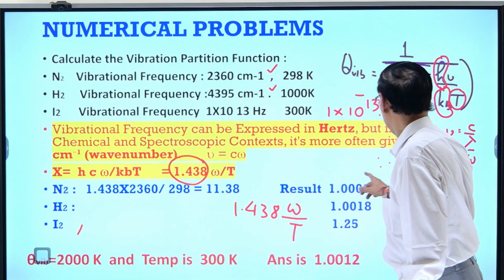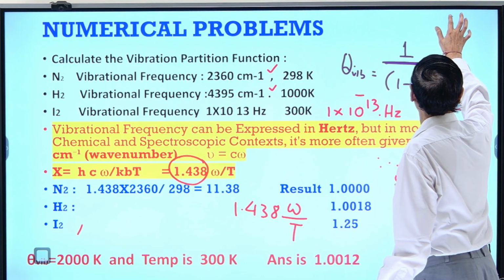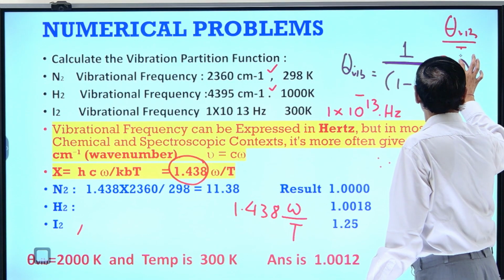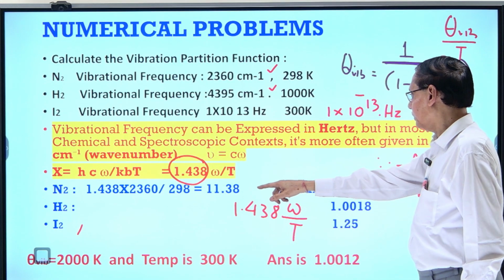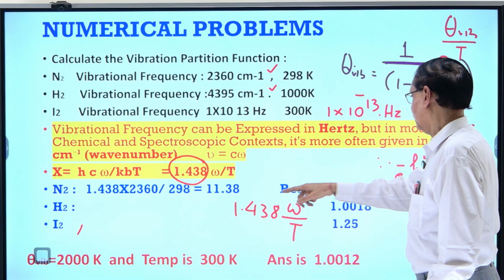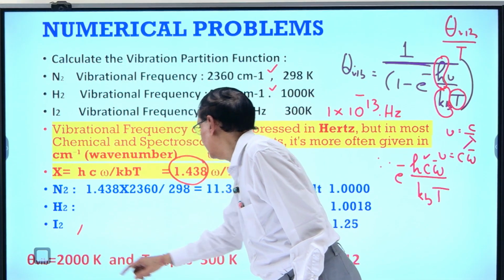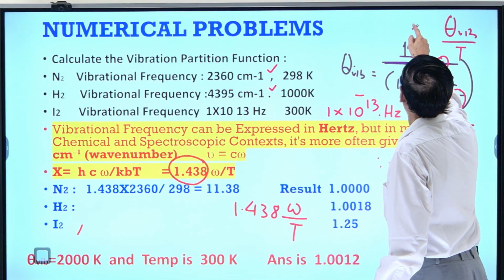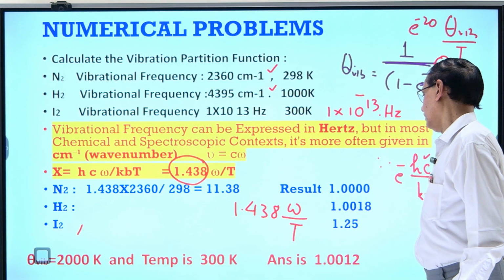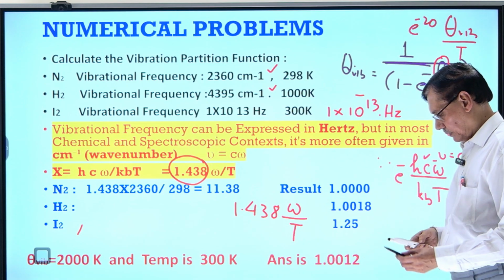You have to just solve it. The formula, as I have already written, is theta vibrational divided by T. So suppose theta is 2000 divided by 100, that is 20. So exponential minus 20, whatever value you get, 1 minus that, you will get the final value. So thank you very much.